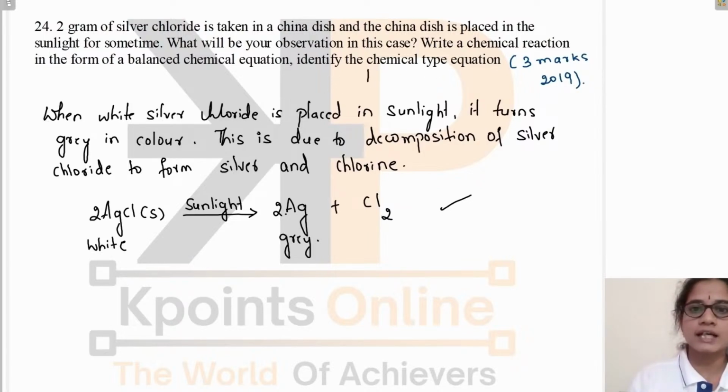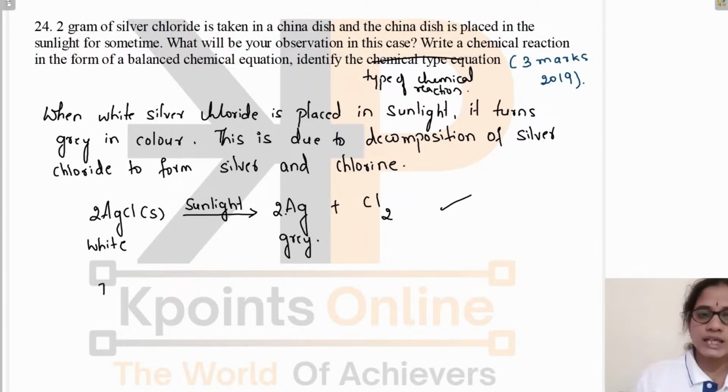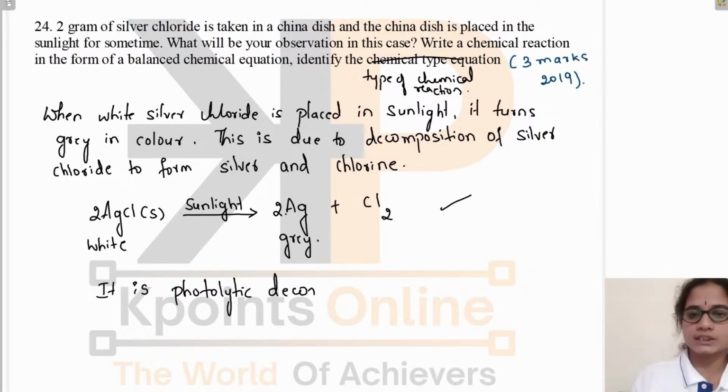Identify the type of chemical reaction. We know that it is a decomposition reaction. We should mention photolytic decomposition. As we know that it has taken place in the presence of sunlight, so we should mention it is a photolytic decomposition reaction. Yes, this is all about this answer.